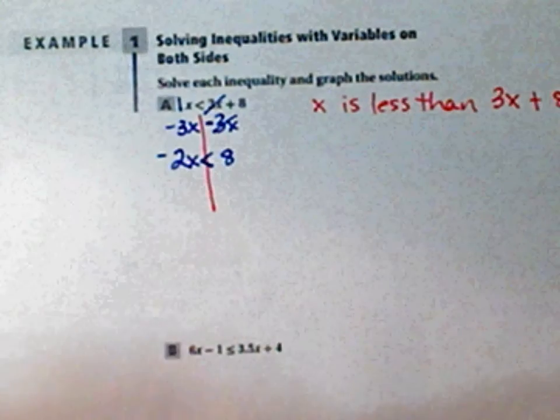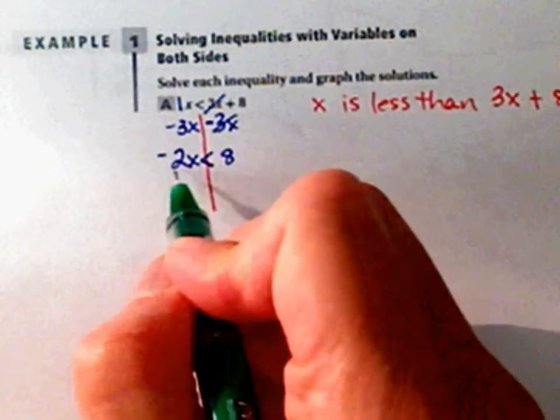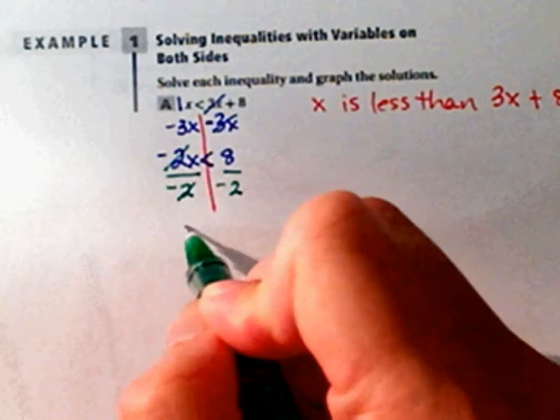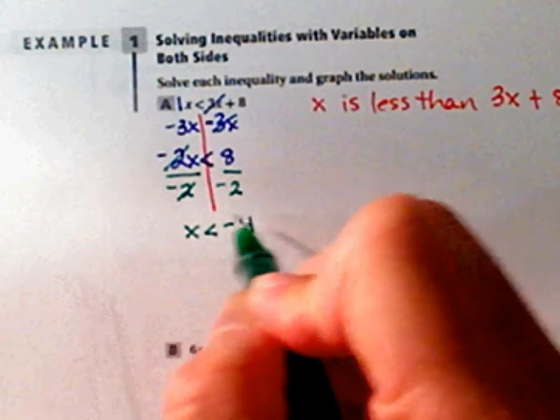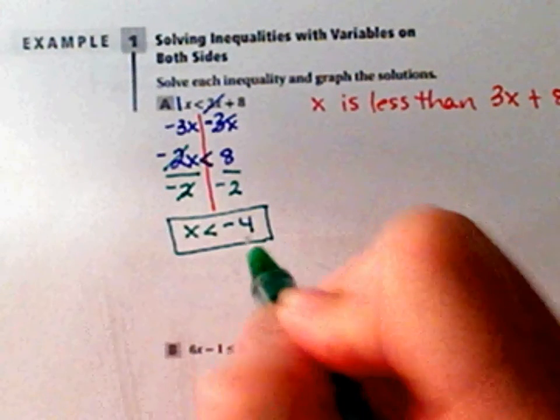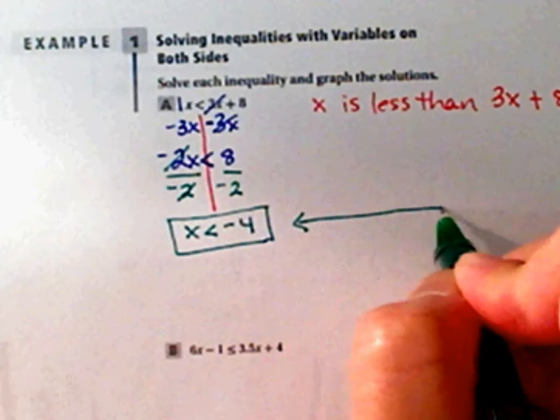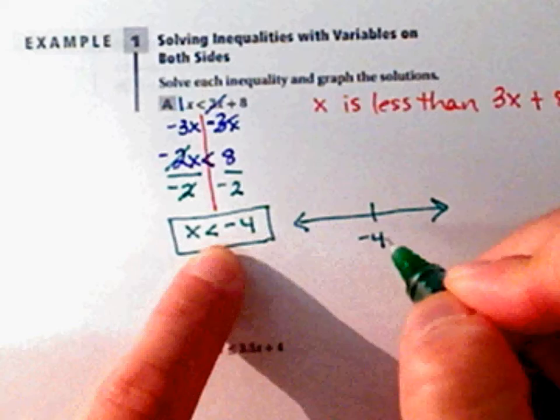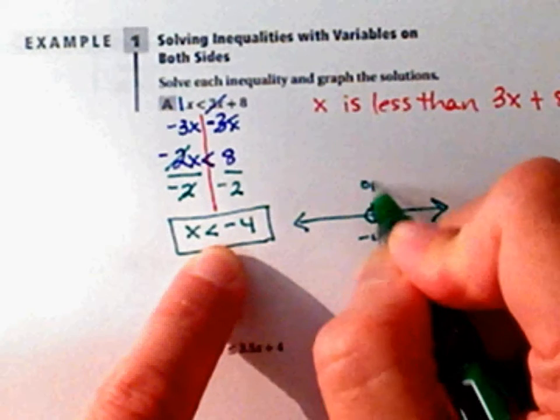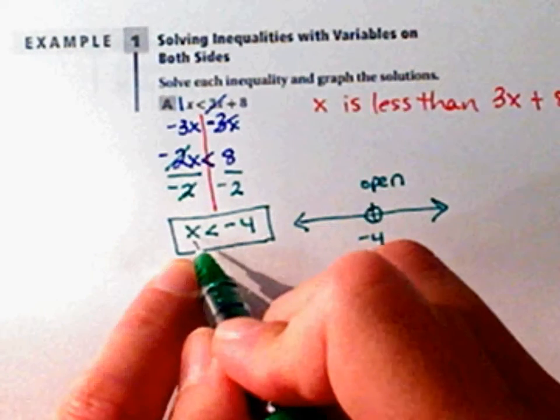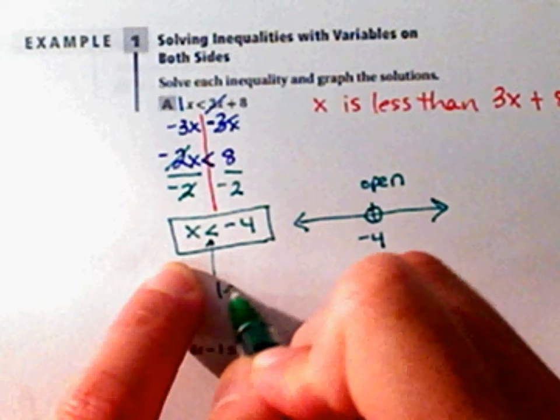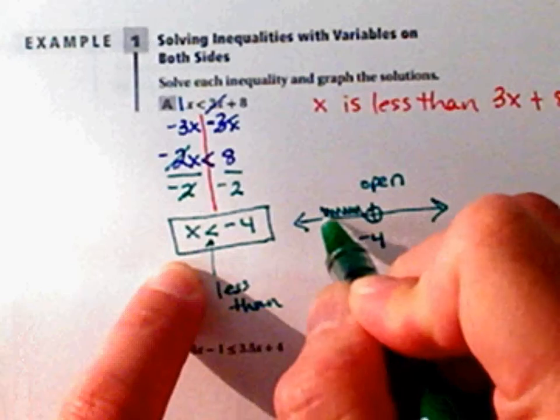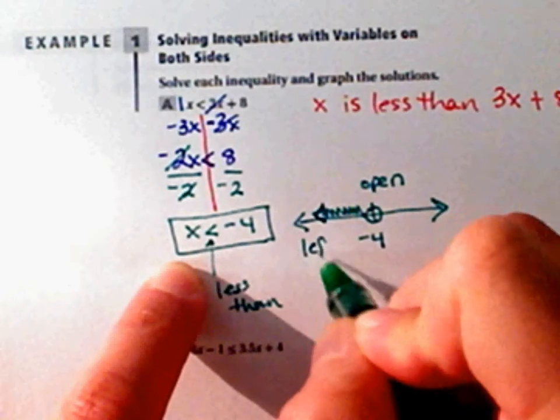Solve for x. This is negative 2 times x. Divide by negative 2. x is less than negative 4. Okay? So if you were to graph, at negative 4, no equal, so it's open. Let's read. x is less than, and less than is to the left.